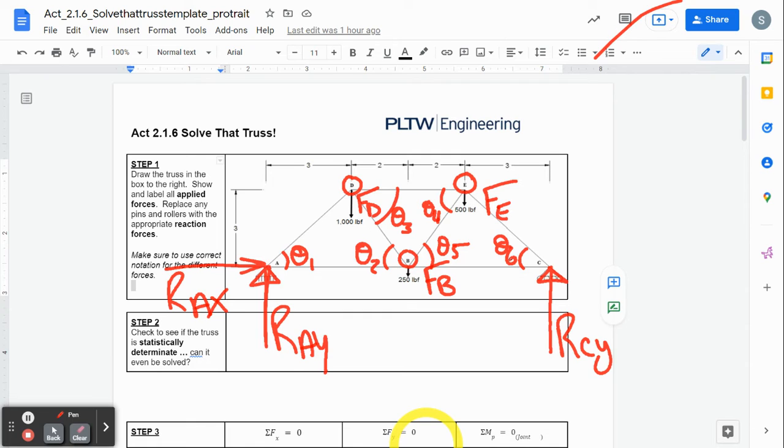All right. So if you need to, pause the video here because I'm going to move on to step 2. But in order for me to do so, I have to clear my drawings. So I'm going to clear it right now.